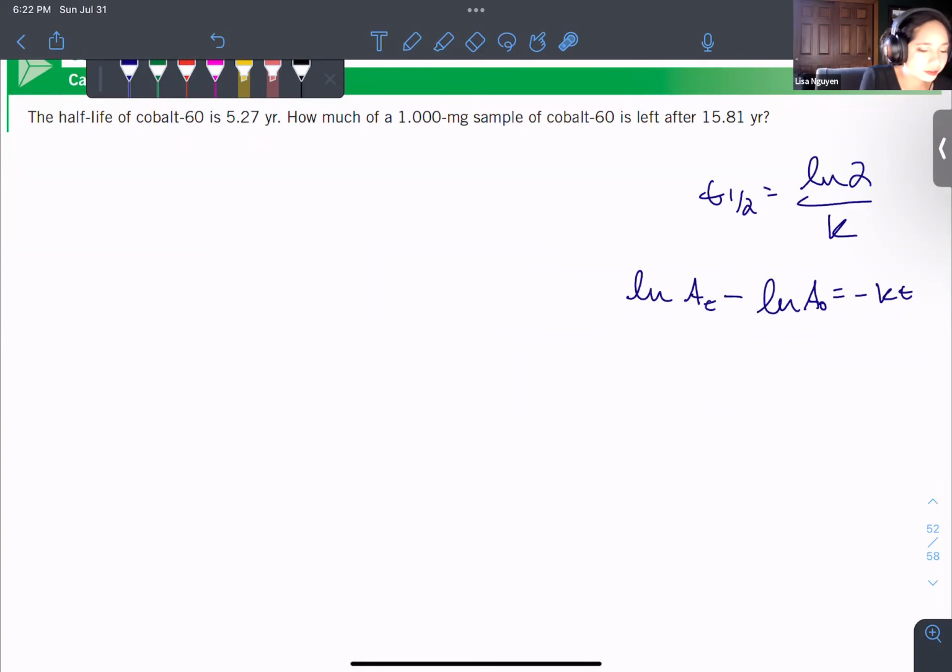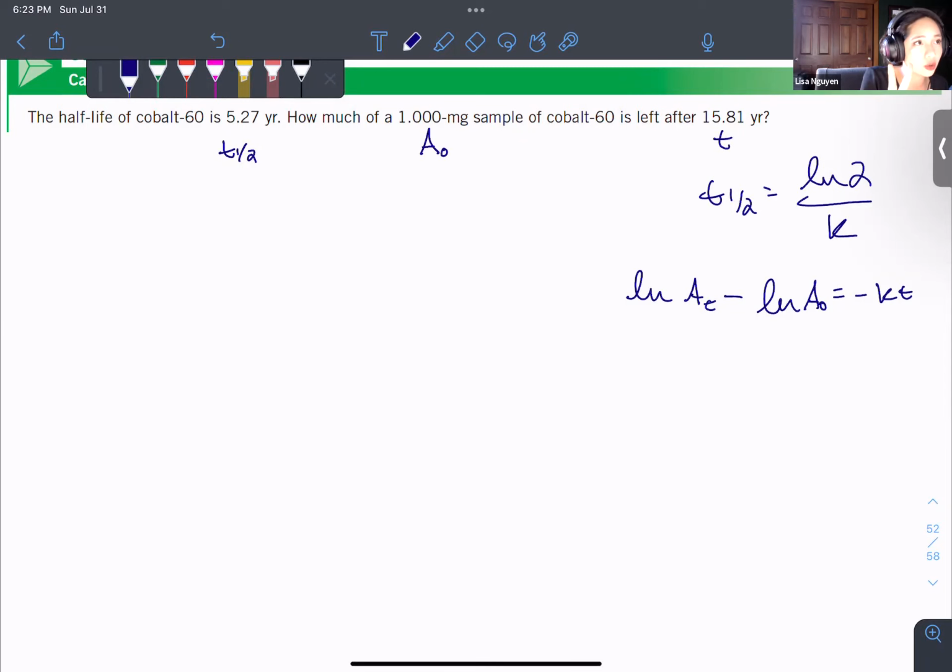All right, so the half-life of cobalt-60 is 5.27 years. So that's our T1/2 value. That is not k. It's the half-life. It's the amount of time it takes this sample to reduce to 50% of what it started with. So if we start with 1 milligram of sample, to me, that sounds like our initial concentration or our initial amount. How much is left after 15.81 years? So this is our time. This is actually how much time has elapsed.